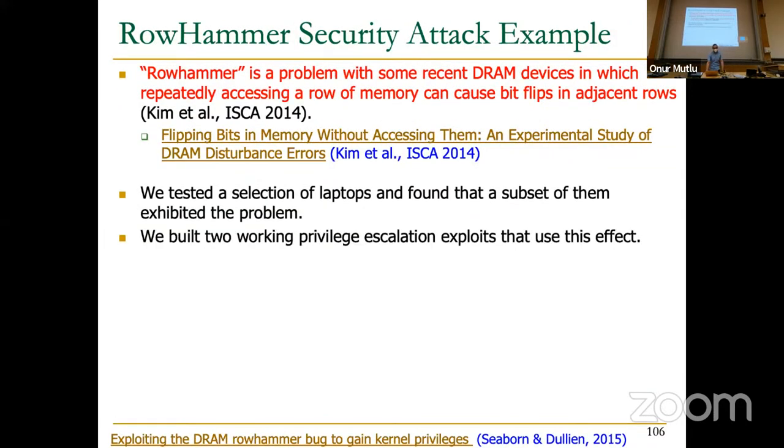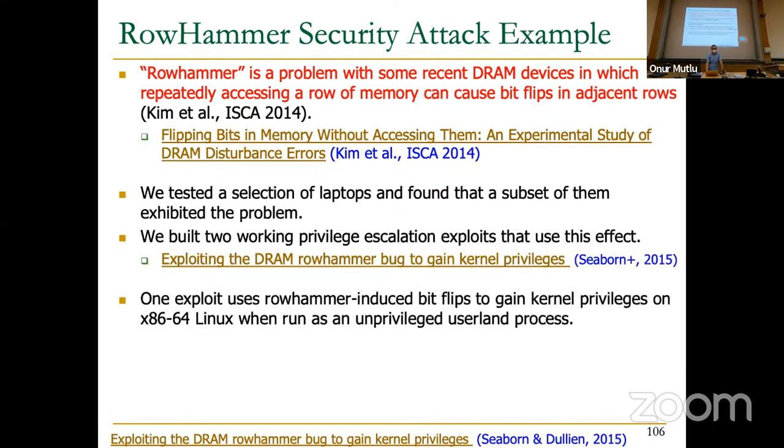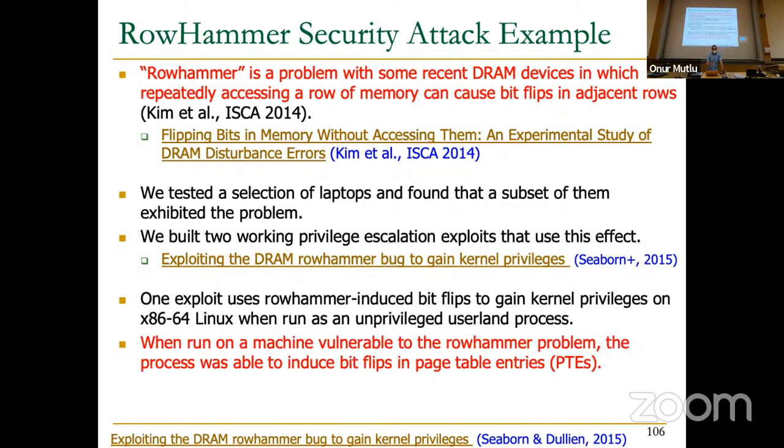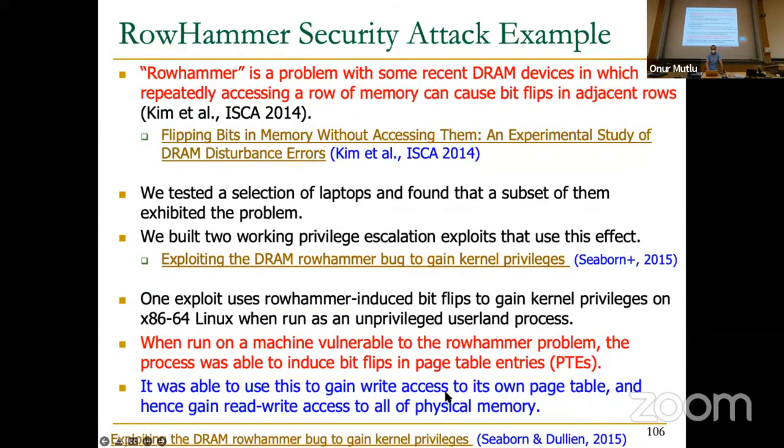Okay, so Google folks basically read our paper. They basically said, okay, we built some working privilege escalation exploits, and they essentially were able to induce bit flips to gain kernel level privilege as a user level program. And why? Because they were able to induce bit flips in their page table entries. And we're going to see that. Now you know what the page table entry means. So now you know how this works, right? As a result, this user level program was able to gain write access to its own page table. And now you know, if as a user level program you can gain write access to your own page table, what can you do? You can actually do a lot of things, right?